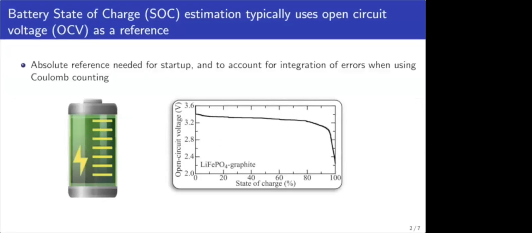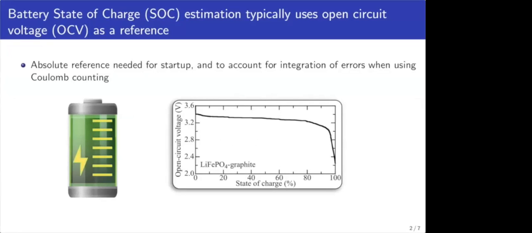The subject of this work relates to estimation of the state of charge of batteries. While batteries can measure the discharge current and then use Coulomb counting to determine changes in their charge state, they need an absolute reference to account for startup or to account for drift due to noise in the integration.